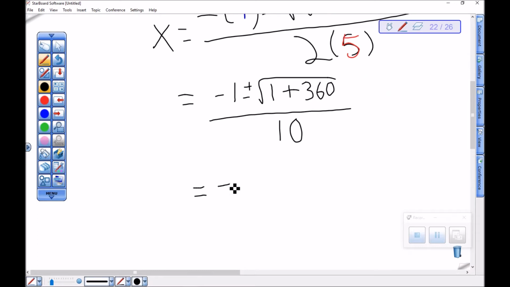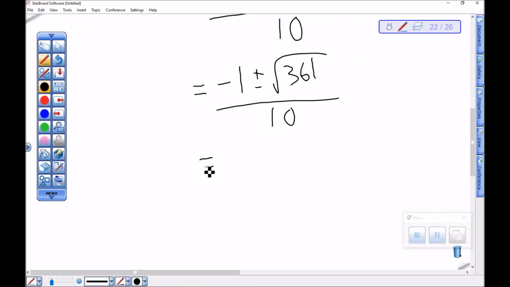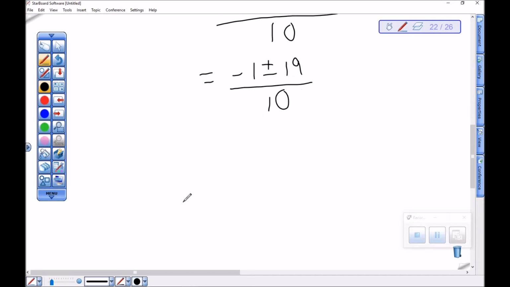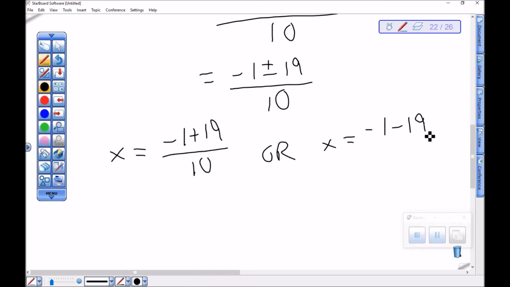Before I can do anything else, I need to combine those under the square root. So negative 1 plus or minus the square root of 361 over 10. Now, 361 is a perfect square. 361 is 19 squared. So this is negative 1 plus or minus 19 over 10. Now I'm at that point where I split into the two answers. So x is either negative 1 plus 19 over 10, or x is negative 1 minus 19 over 10.